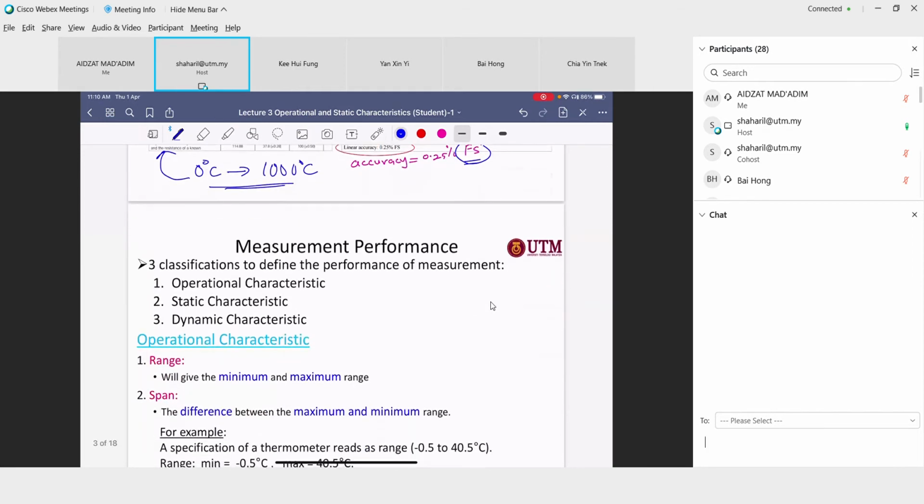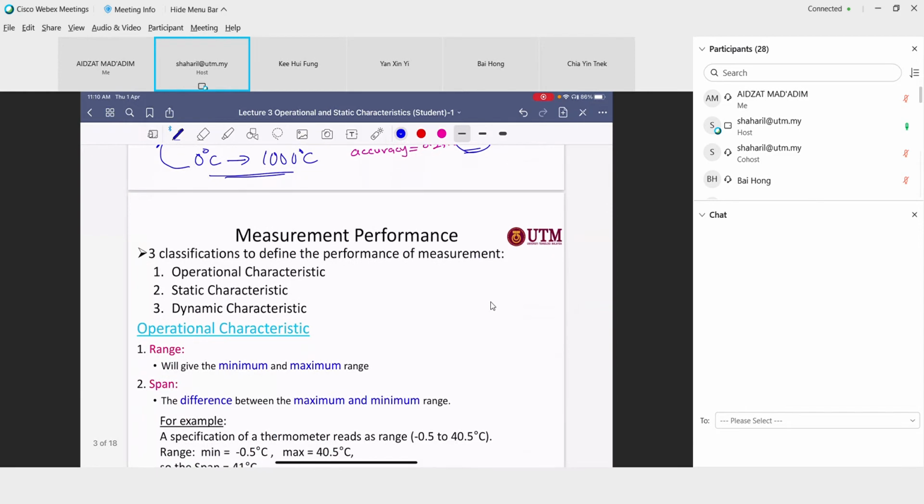When we talk about performance, we can divide it into three categories. First is the operational characteristic, second is the static characteristic, and the third one is the dynamic characteristic. Operational characteristic is the first thing you look into when you want to buy a transducer or sensor. It includes the range the transducer can support, and the span. Some data sheets use the word span.